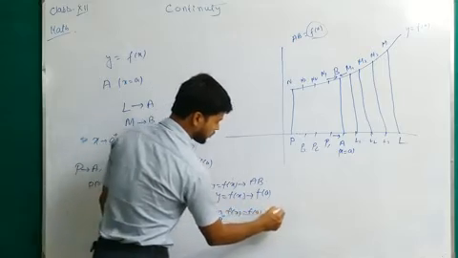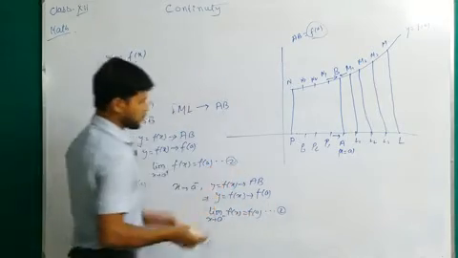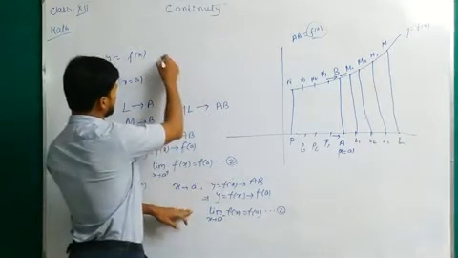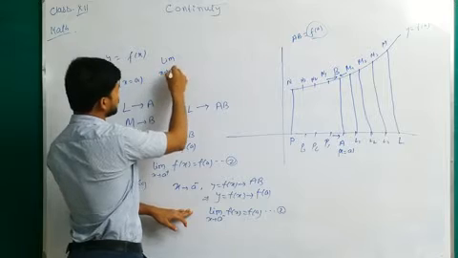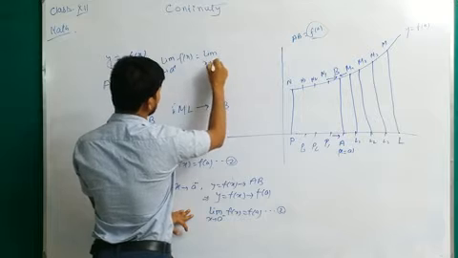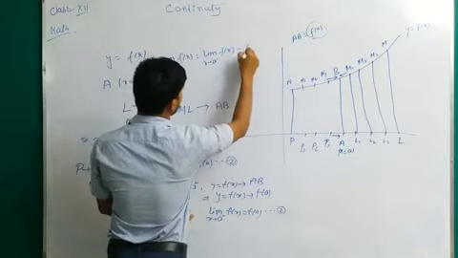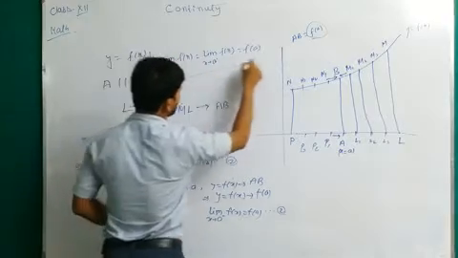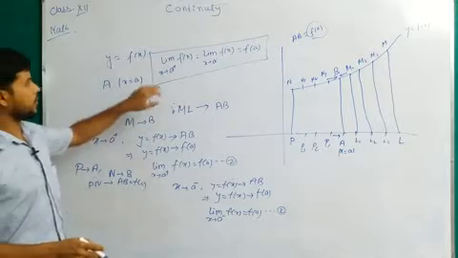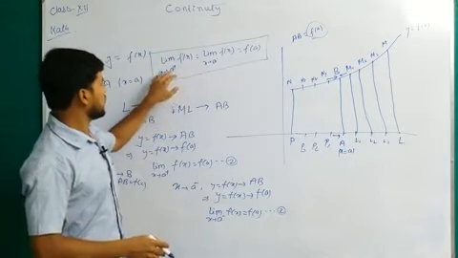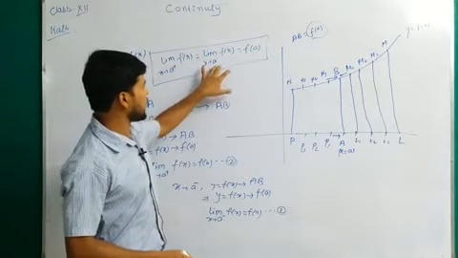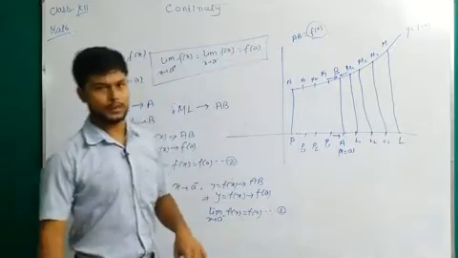Let this be our equation number 2 and this be our equation number 1. If I compare equation number 1 and equation number 2, then we can say that limit x tends to A plus f of x is equal to limit x tends to A minus f of x, which is equal to f of A. So this is the definition when we call a graph continuous. That means if a graph is continuous, then limit x tends to A plus f of x will be equal to limit x tends to A minus f of x, which is equal to f of A.